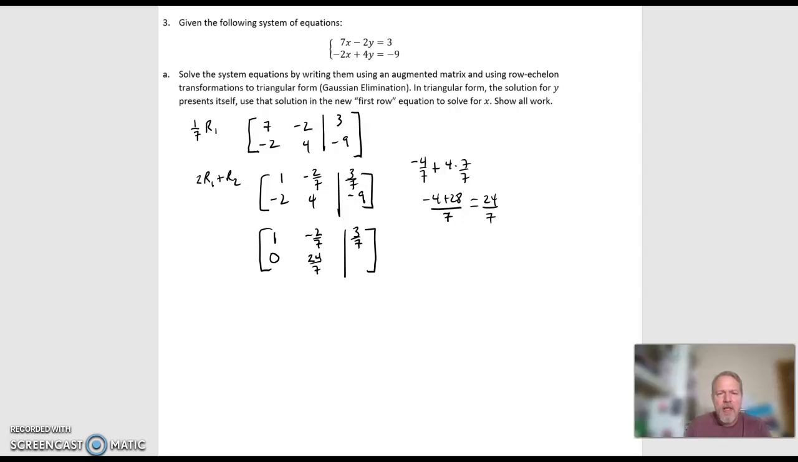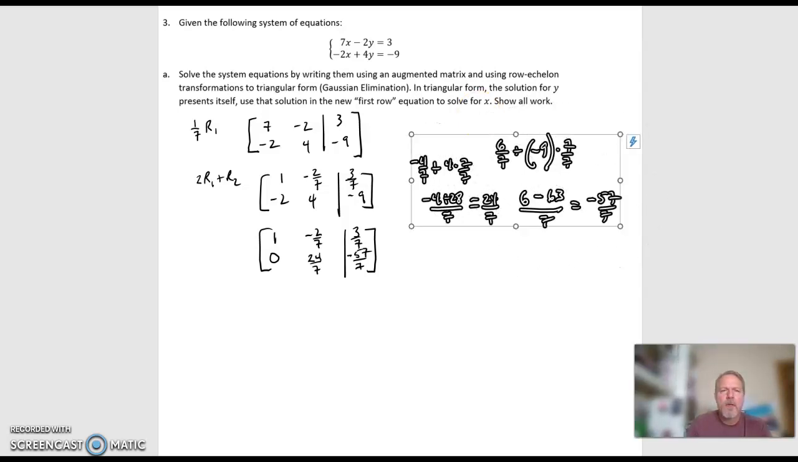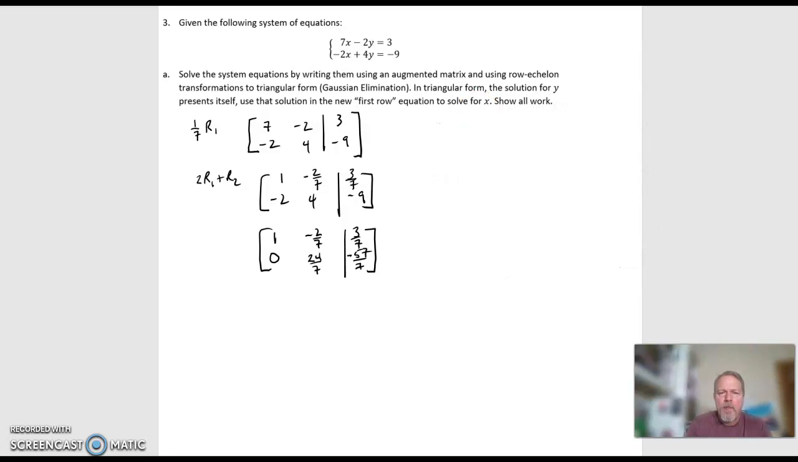And -2 times 3/7 is -6/7. And I'm adding that to this -9. I have to multiply -9 by 7/7 again to get a common denominator. So my numerator is now -6. -9 times 7 is -63, all over the same denominator, 7. That gives me -69 all over 7. So let me put that here. All right, let me erase my scrap work just to give me some room here.